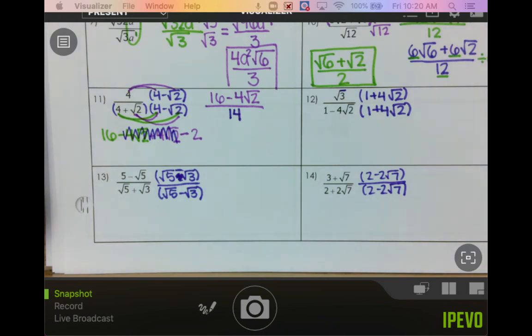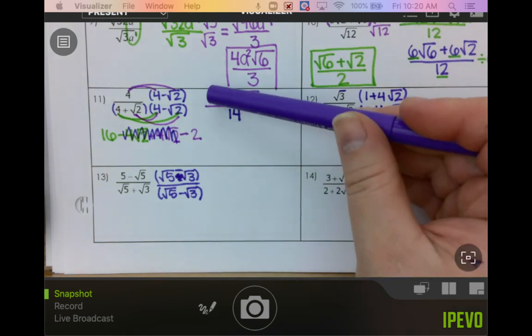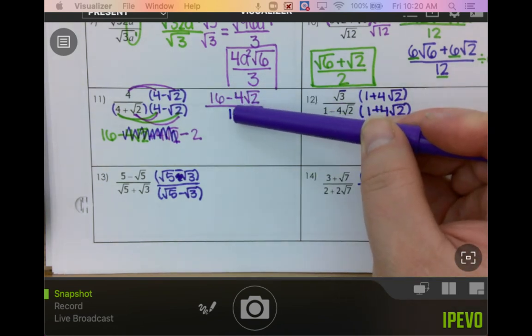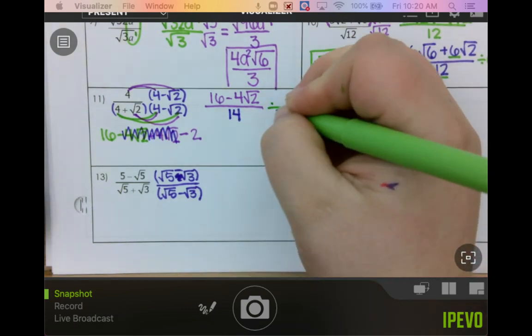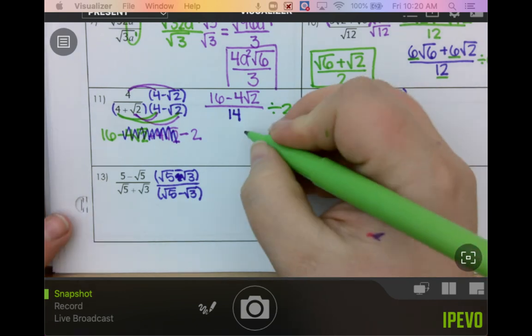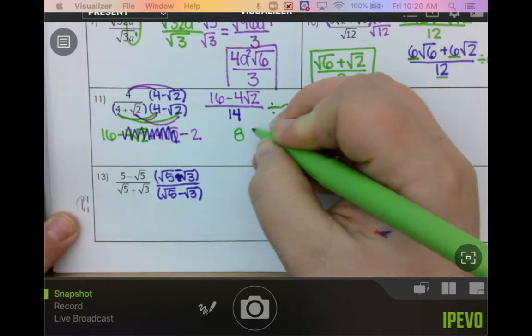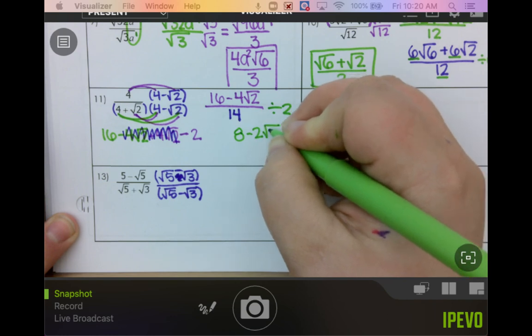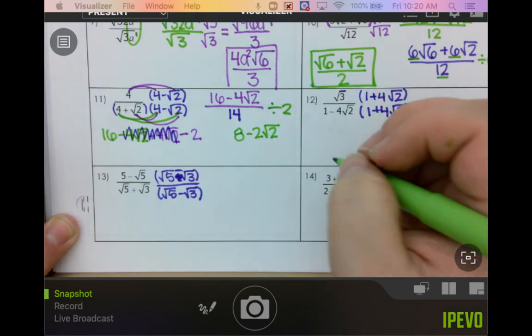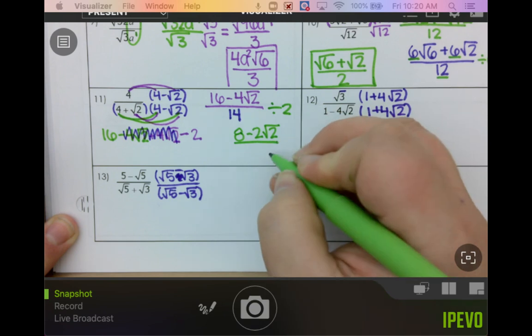Now I'm going to check my numbers out front. I can divide 16, 4, and 14 by 2. So I'm going to do it. 16 divided by 2 is 8. Negative 4 divided by 2 is negative 2. The square root doesn't get to change because it's inside. And 14 divided by 2 is 7.